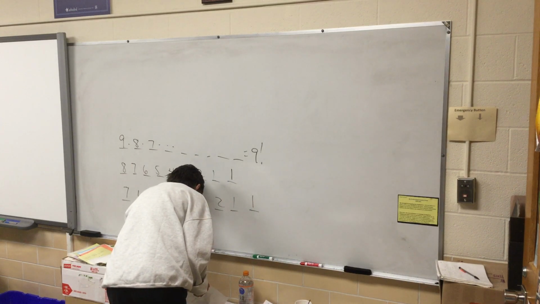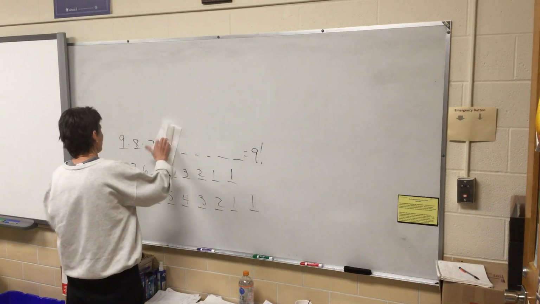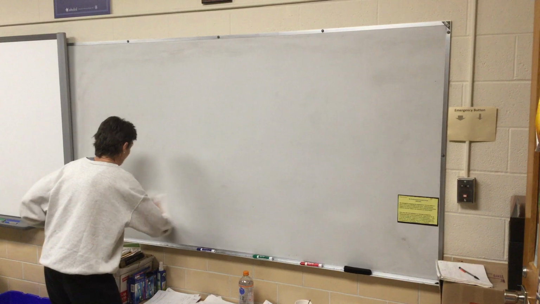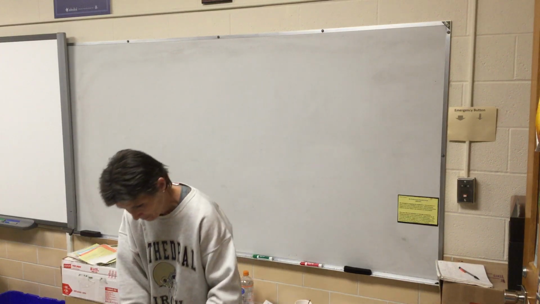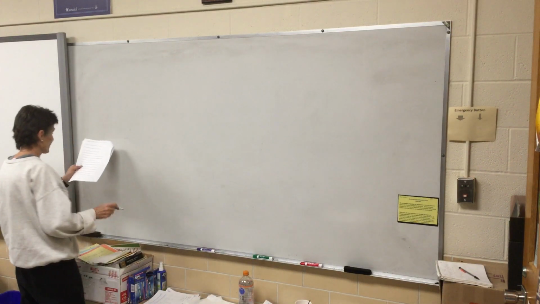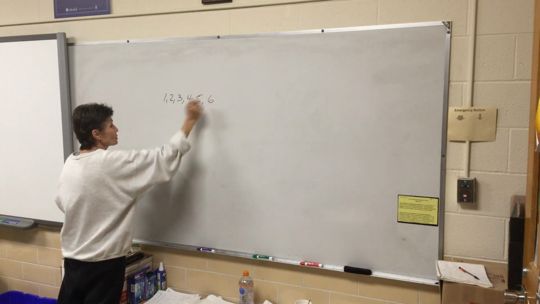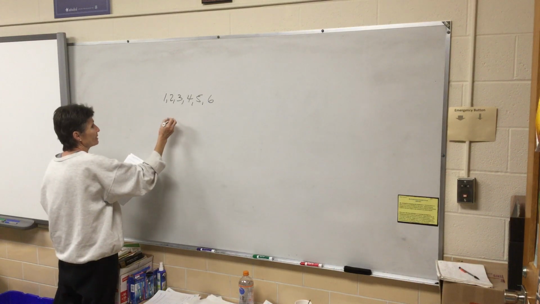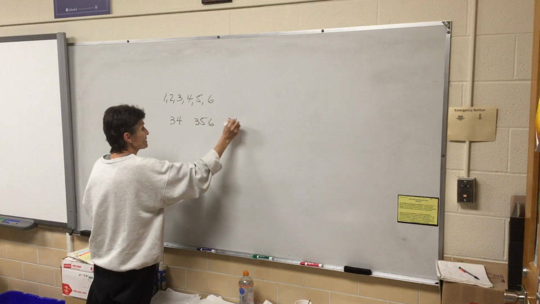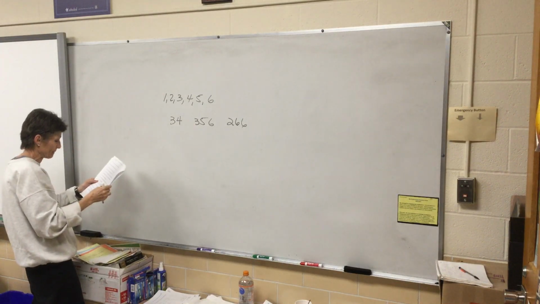All right, let's look at the next one. It's a little bit different. See if we can figure it out. Okay, so in number 18, we are going to make some numbers. And we are only allowed to use the digits 1, 2, 3, 4, 5, 6. So in other words, we're going to make numbers that look like 34, 356, 266, and so on and so on and so on. We're going to say, how many of these can we make?